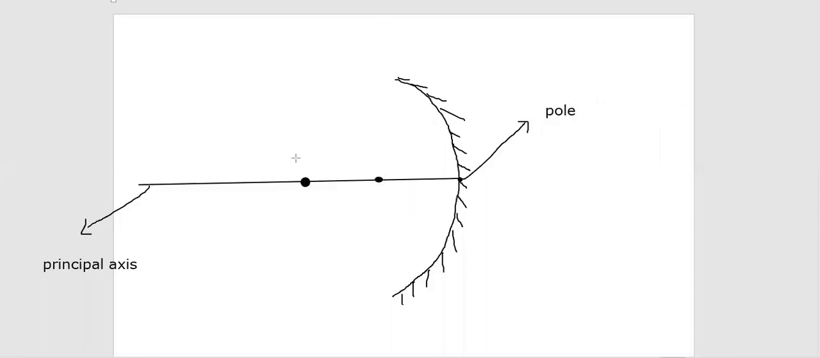You need to take a scale and a compass, and you need to measure this distance. Suppose you have taken 5 centimeters. Maximum all the people will be taking 5 centimeters only. From the center of curvature to the pole, you need to take a 5 centimeter distance. Put the compass at the center.